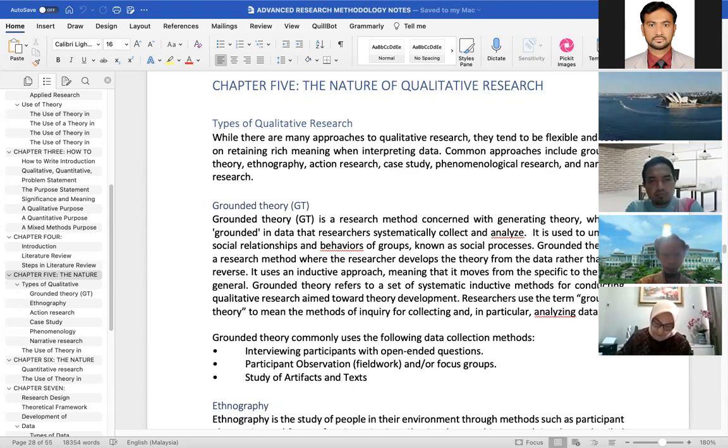On the other hand, qualitative research uses inductive reasoning, or inductive analysis. The researcher goes out and collects the data, analyzes the data, and then develops and comes up with the theory. So it's the reverse process. It starts with data first, and then from the data, the researcher comes up with the theory. It is called the grounded theory approach.